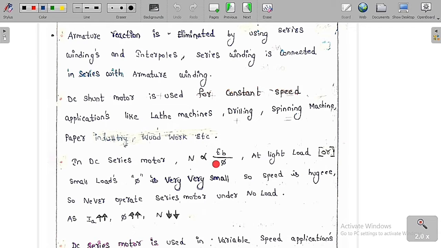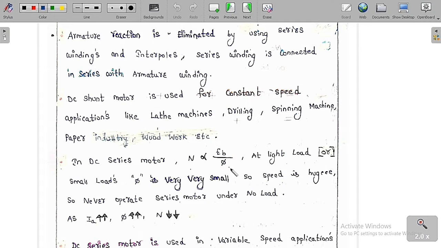In a DC series motor, N is directly proportional to Eb/φ. At light load or small loads, φ is very small, so speed is very high. So never operate a series motor under the no load condition, because as Ia increases, flux increases, so speed decreases. I already told you that a DC series motor should never be operated at no load. At no load the current drawn is very small, so flux is very small, so speed will be very high, because the voltage drop in the armature is very small, and therefore Eb is nearly equal to the supply voltage.